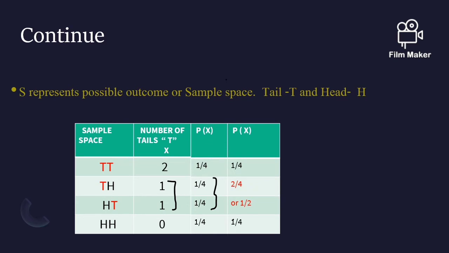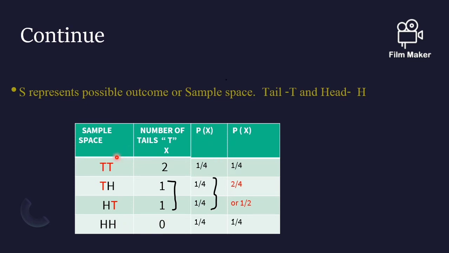So this is the sample space. Number of tails represented as T, and then P(X). Tail and tail: how many tails? 2. Tail and head: how many tails? 1. Head and tail: tails is only 1. Head and head: there is no tails, so you will write 0. And then probability of X.